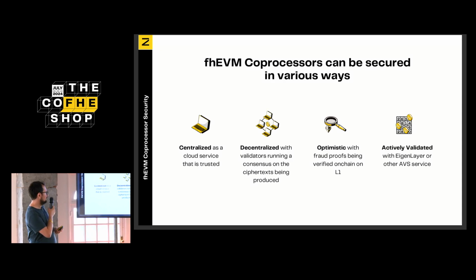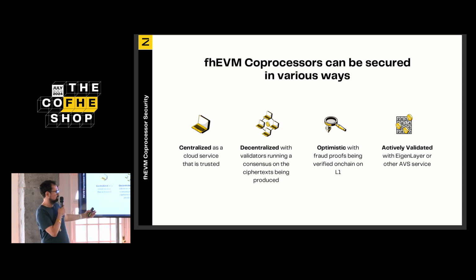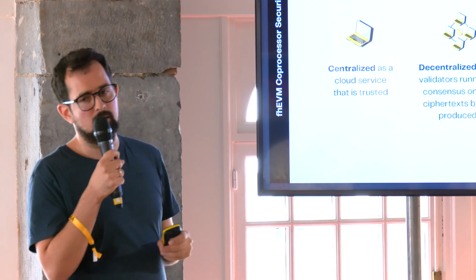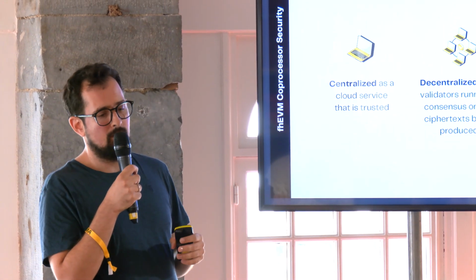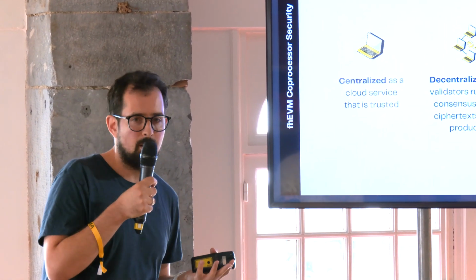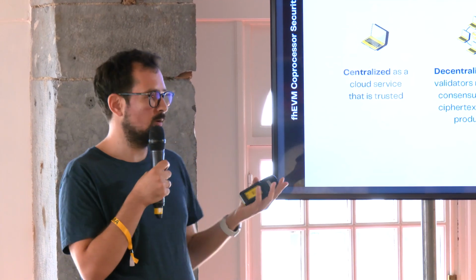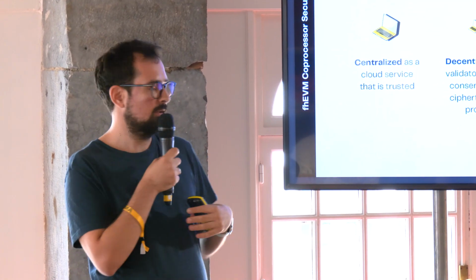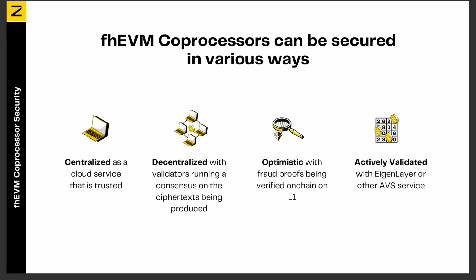Yes, and there are different ways to secure the coprocessor. A simple solution could be to just use trust and run it in a central way. Maybe use reputation, like maybe a company is well reputable and users will trust it. Another way is to decentralize the coprocessor, and in this case we'll just run identical copies of the coprocessor and they can reach consensus on what the results are.